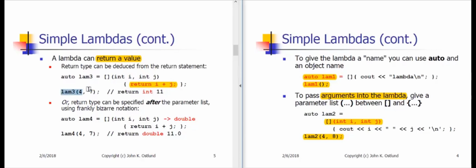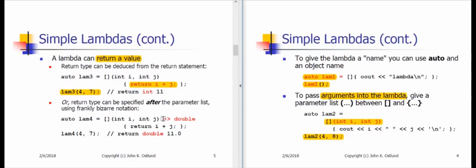All right, so here I am calling lam3 with 4 and 7. That's going to return 4 plus 7 is 11. I haven't chosen to do anything with that 11. That is, I haven't assigned it to an object, I haven't displayed it, so the 11 just sort of disappears into thin air. But nevertheless, that lambda does return the int value 11. Now, let's suppose that you want to specify the return type rather than having the compiler deduce the return type for itself.